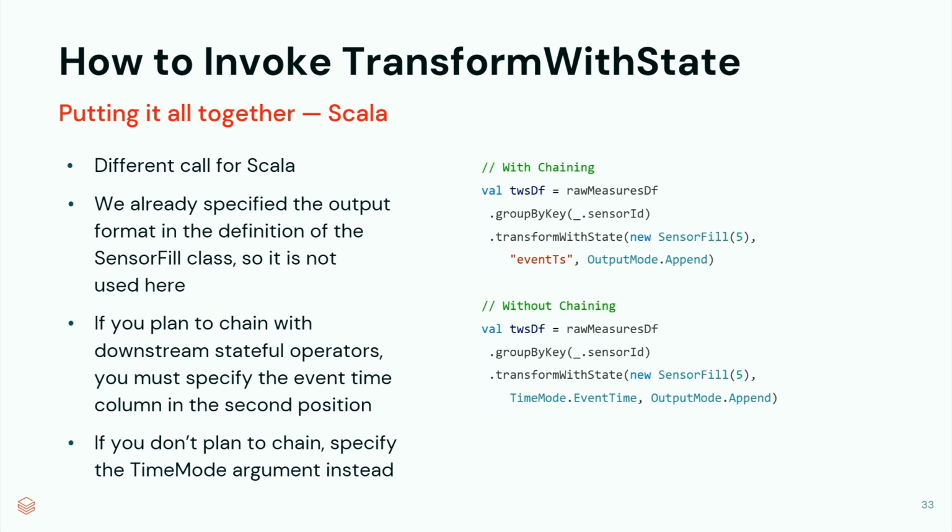This is the example in Scala. You're going to call TransformWithState instead of TransformWithState in pandas. And then the syntax is just a little bit different. If you're chaining operators, you're still going to include that column, but you don't have to specify the time mode. It's going to infer the time mode to be event time. If you're not chaining, then you need to specify the time mode, and you can use either event or process, just like typical.